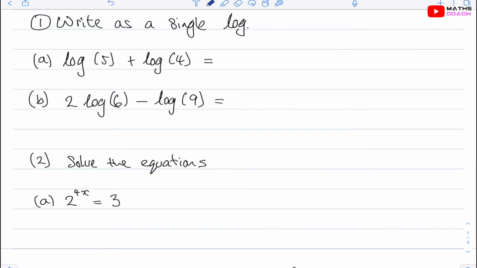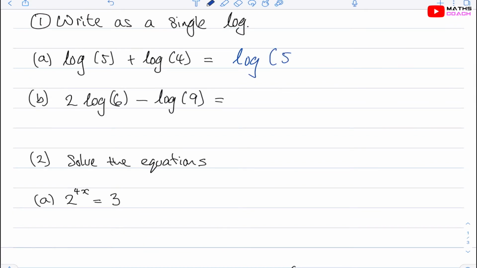Question 1, write as a single log term. So here we have a log of 5 plus the log of 4. Okay, so when we're plussing two log terms together, we multiply them inside the bracket. Now you can see here that the base of each log is not written. What that means is that both logs are to the same base, so we can do this without writing down the base numbers. So this will give you the same as the log of 5 times 4 inside the bracket, which simplifies to the log of 20, and that's written as a single log term.